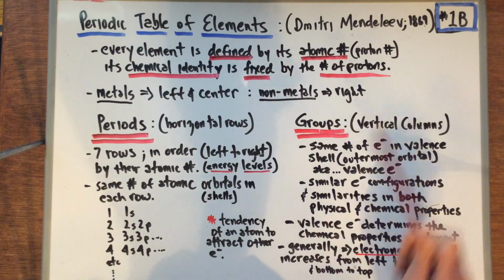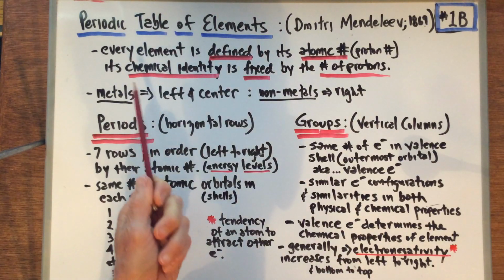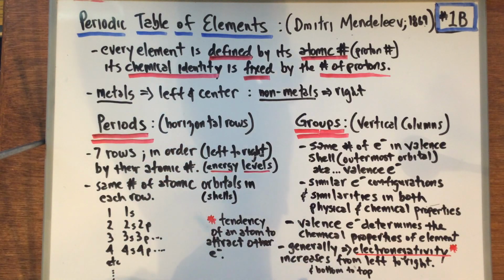Okay, now, again, this is going to be 1B here, whiteboard lecture. So it's continuing on with our chemical structures. Okay, so every element is defined by its atomic number, or what we're calling the proton number. It is the chemical's identity number. It is fixed by the number of protons. Okay, and again, only that element has that atomic number. As I said before, it's kind of like their social security number.